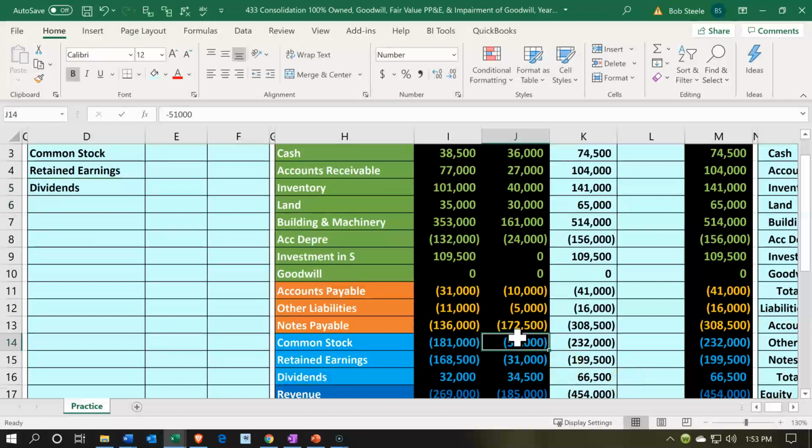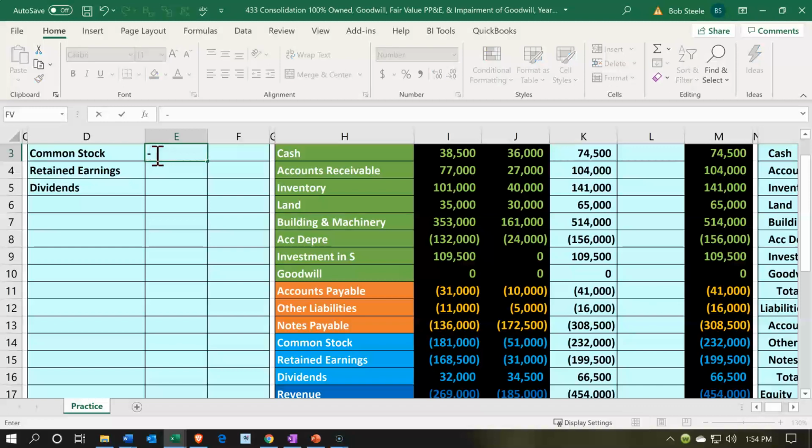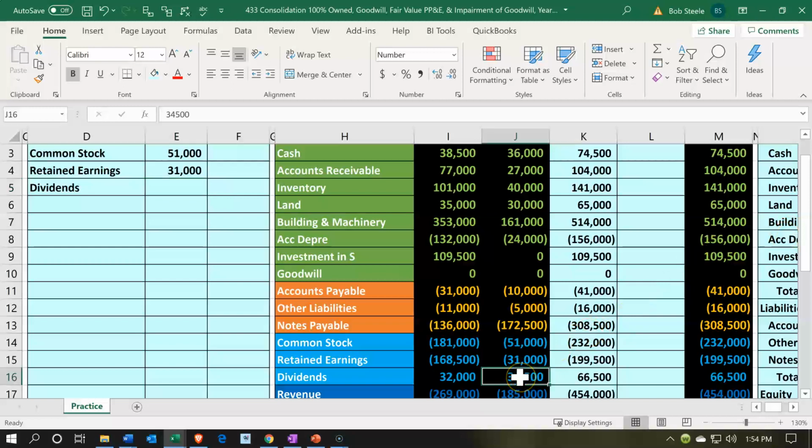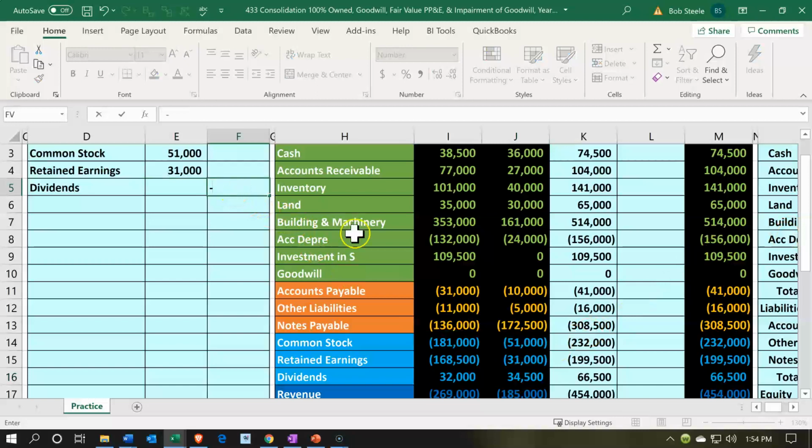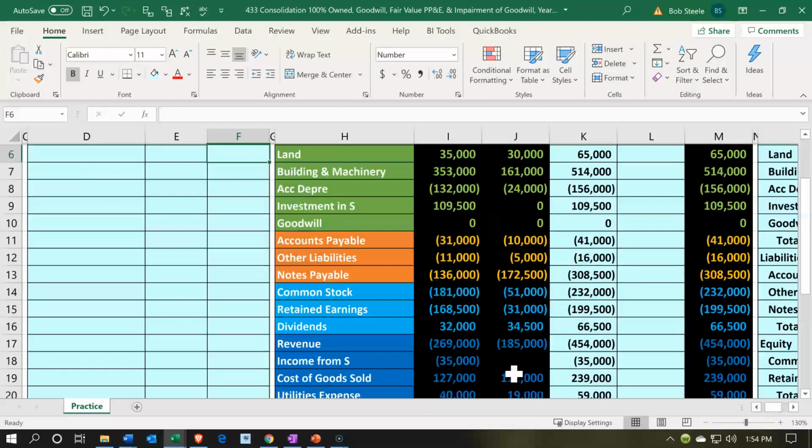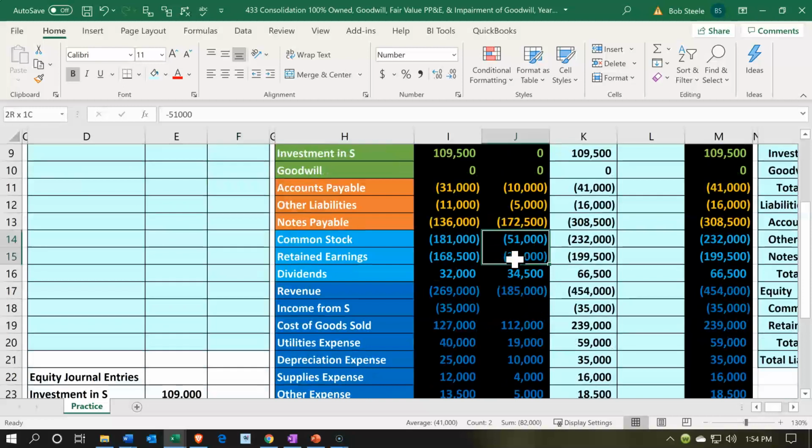So this is a credit balance, so I'm going to go ahead and debit it. So in the common stock, I'm going to say negative of that credit, so we'll debit that. The retained earnings, I'm going to say negative of that 31. Get rid of that. This is a debit here, so to make it go away, I'm going to credit it. So I'm going to say that's on the credit side, negative of that 34.5. Get rid of that. So I've removed basically the equity section here.